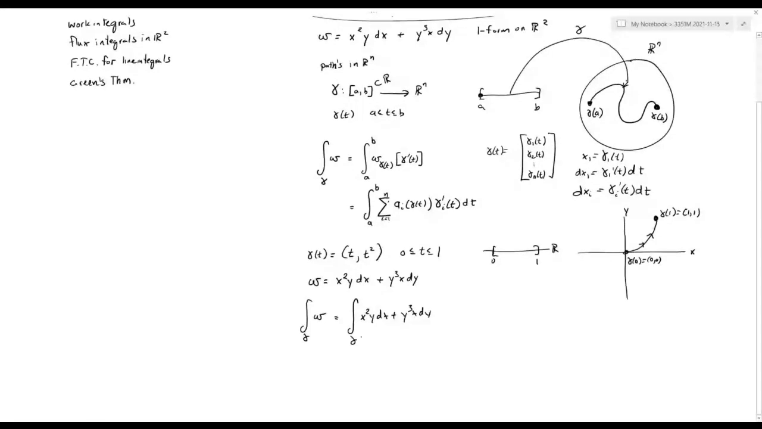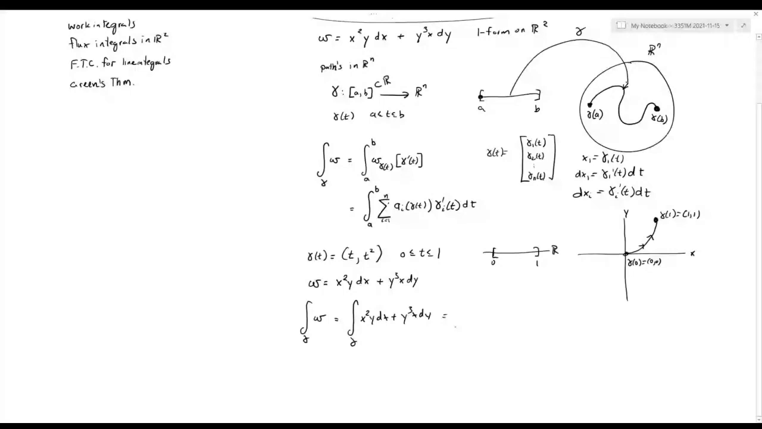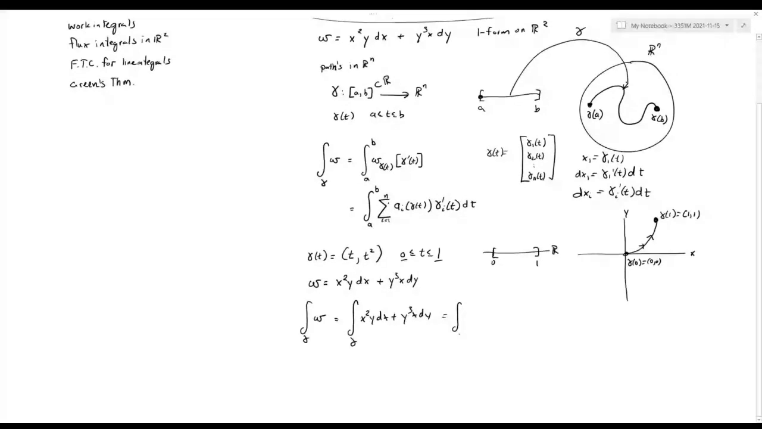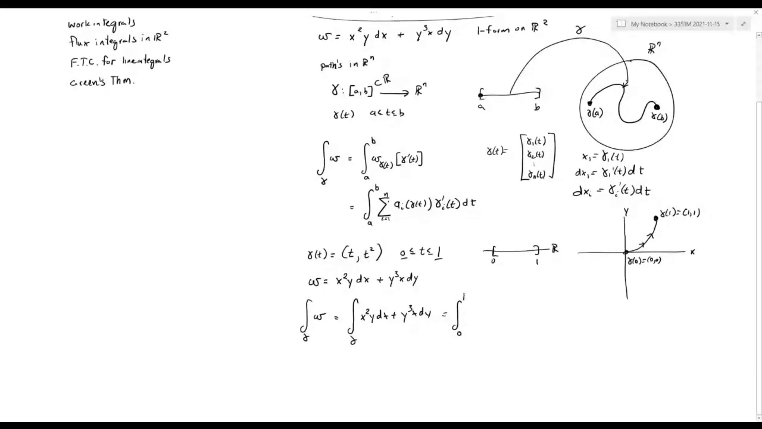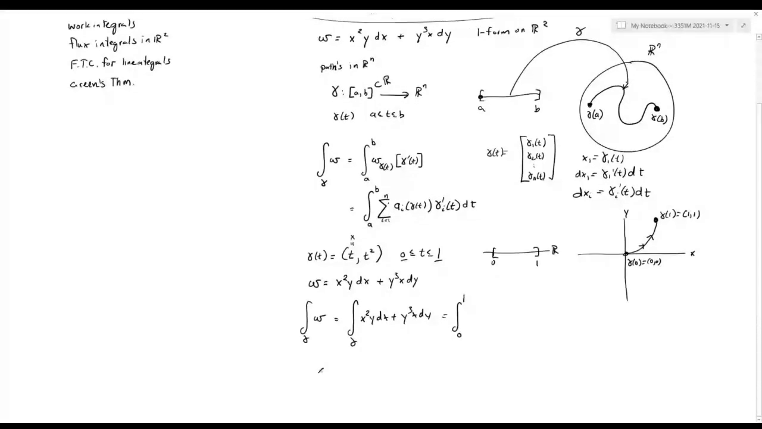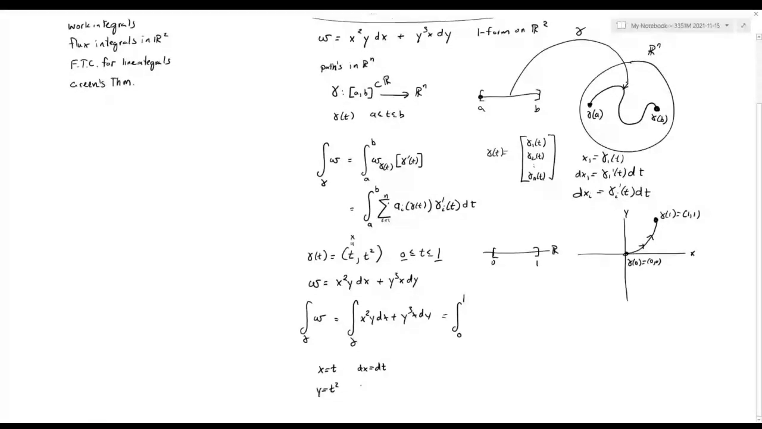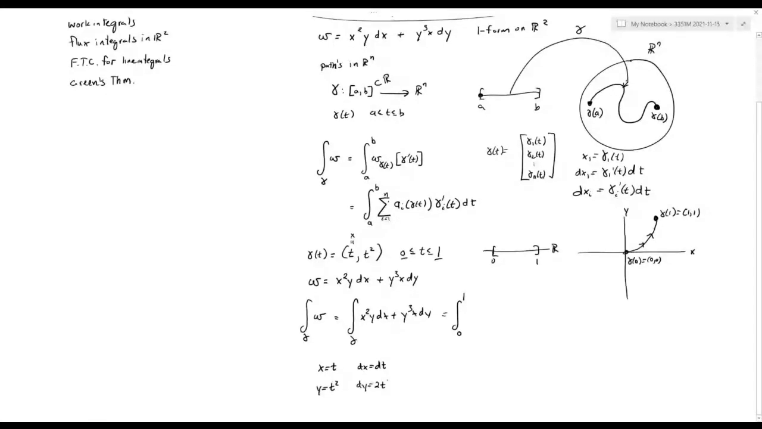But once we have a parametrization for our path, then we can just use the bounds for the parameter of the path, so 0 to 1. And we see that x is equal to t. X is t on this path, but y is t squared. And now you also want to compute the differentials. So if x equals t, dx will be equal to dt. And if y is t squared, dy would be 2t dt, just the derivative of y times dt.